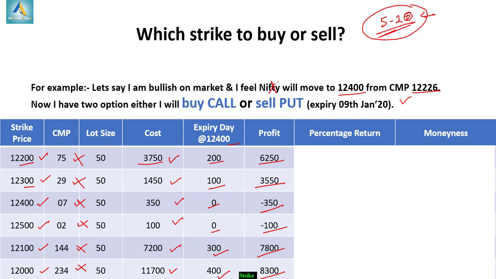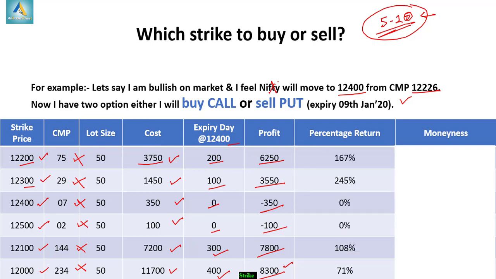If I look at the absolute number, I can see 12,000 is giving me higher profit, which is around 8,300. So just by looking at this particular data, I can say that I must have selected 12,000, which will be deep in the money, to get the maximum profit. But what we need to understand here is to look at the cost also. We have paid 11,700 to get this particular 8,300 as a profit. So let's look at the percentage return.